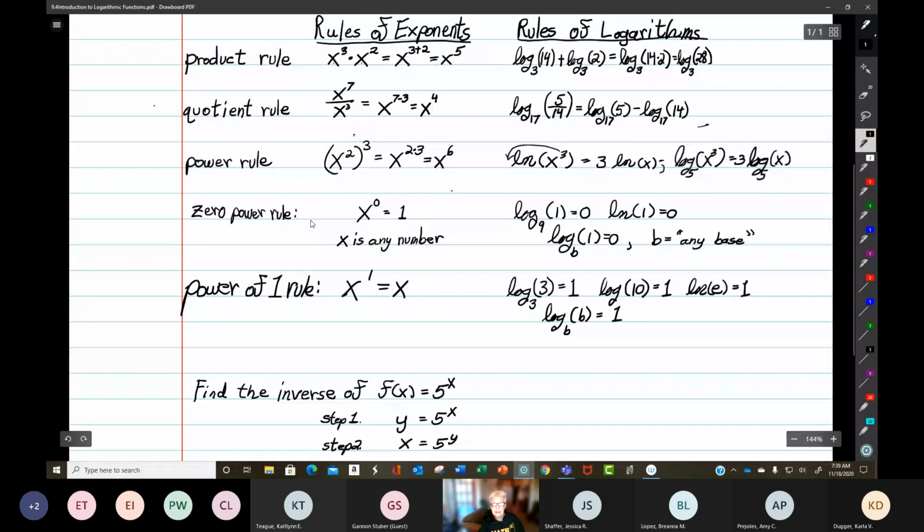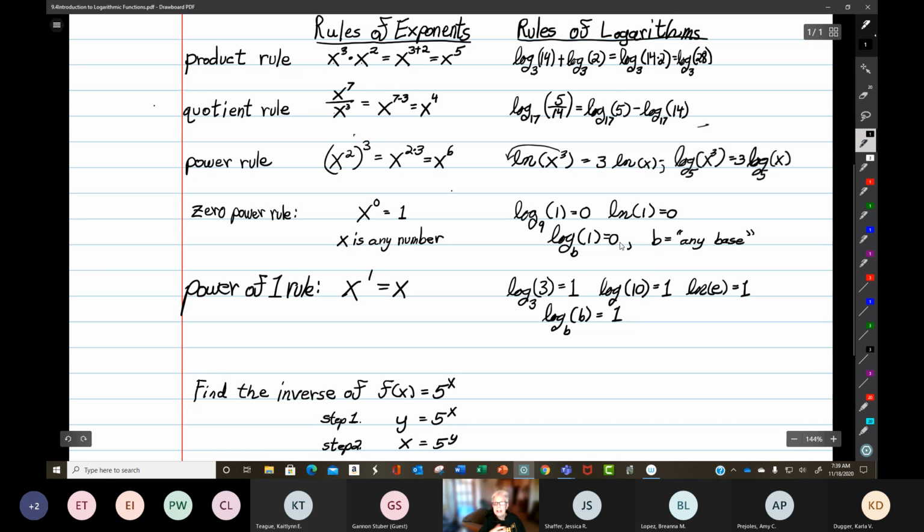All right, the equivalent of the zero power rule. Zero power is 1. Any number raised to the 0 power is 1. Well, let's take log base 9 this time. Again, it's not important. Log base 9 of 1 is 0. In fact, the ln of 1 is 0. Log to any base of 1 is 0. You can count on it.